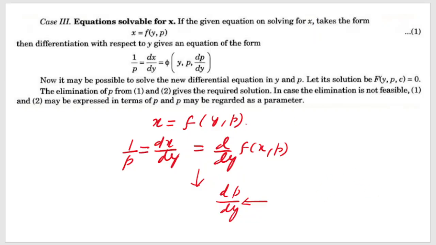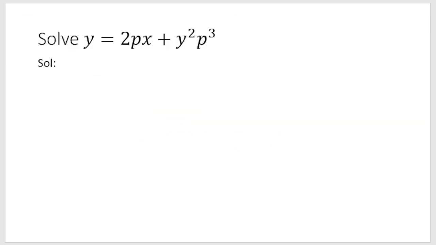Equation number 1 is the original equation, and from the original equation and the equation that you get after solving the differential equation in terms of dp by dy, you eliminate p, and after you eliminate p, what you get is the solution. Sometimes it may not be possible to eliminate p, so you write both equations 1 and 2 together and say that both of them are the solution, where p is the parameter. These things might not have made much sense to you, so to make it clearer, I am going to solve two simple problems. You have to watch it till the very end to be clear about the process.